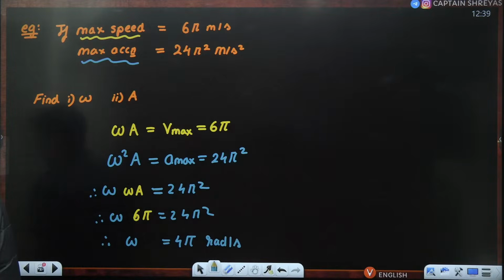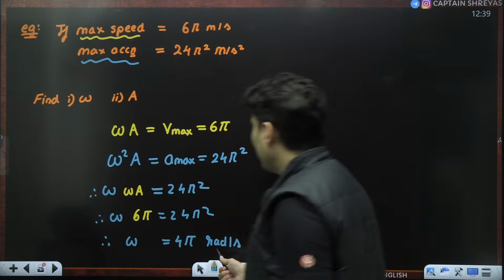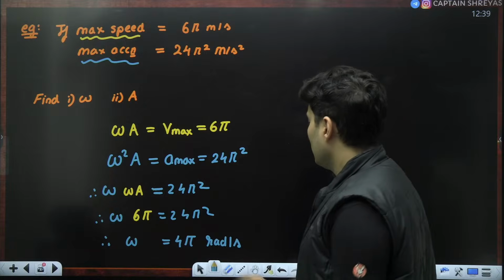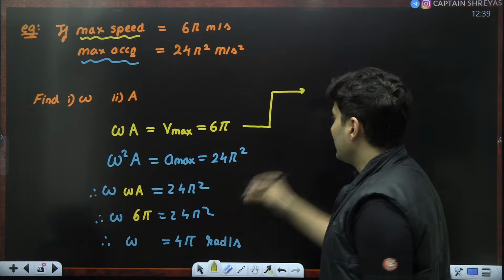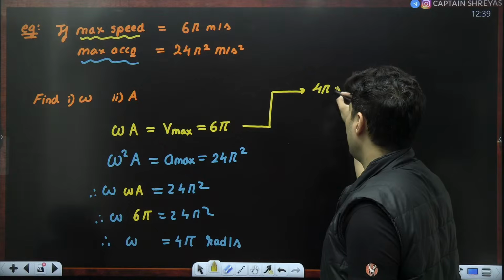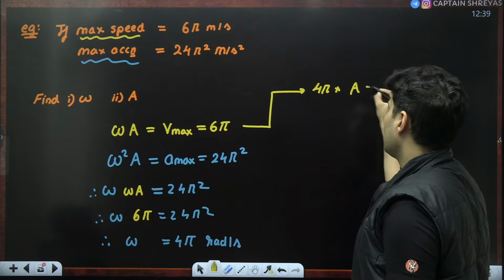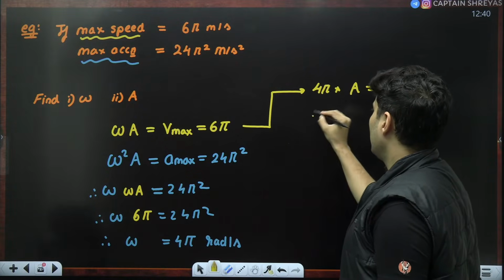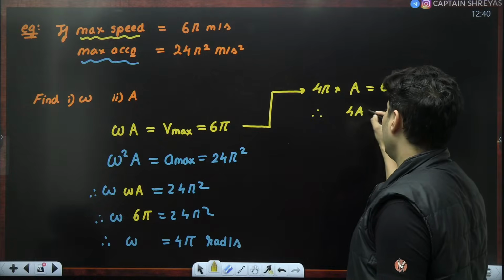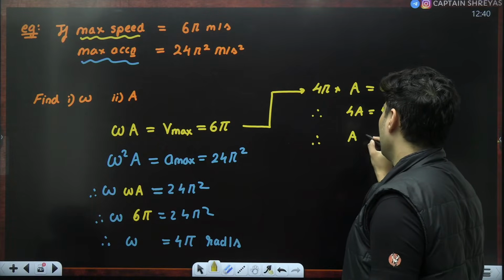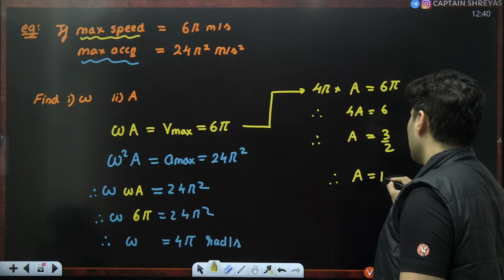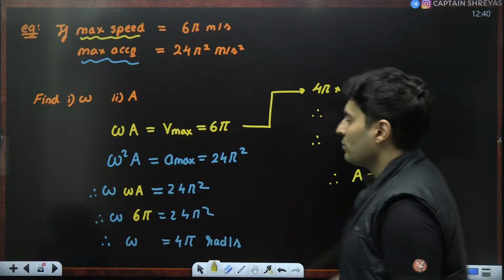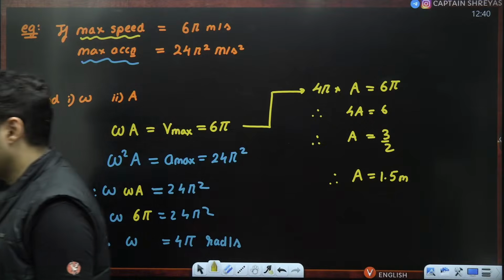A seemingly tricky question can be solved with some manipulation. Once you get omega, we can solve this also. See this? Omega is basically 4 pi. So 4 pi multiplied by amplitude is basically 6 pi. Therefore, pi cancels. So 4A is equal to 6. So amplitude is 6 by 4, which is also 3 by 2, or basically amplitude is 1.5 meters. So we found the amplitude also, we found omega also.